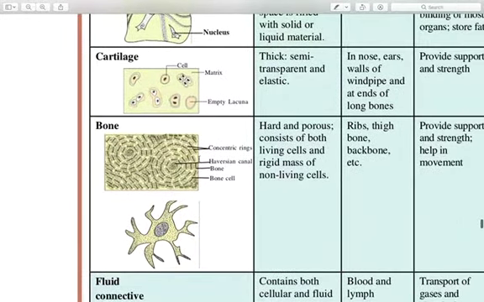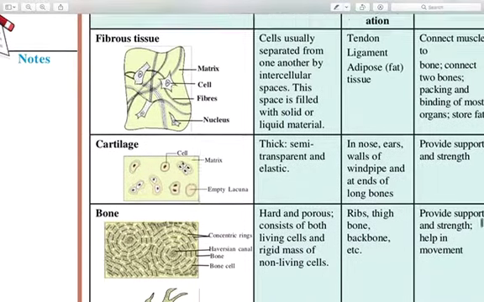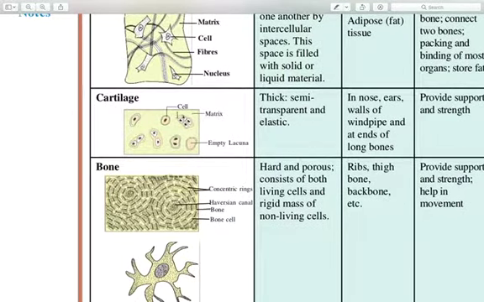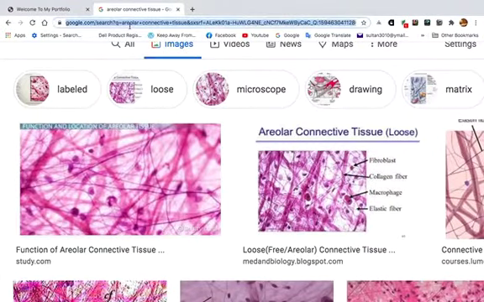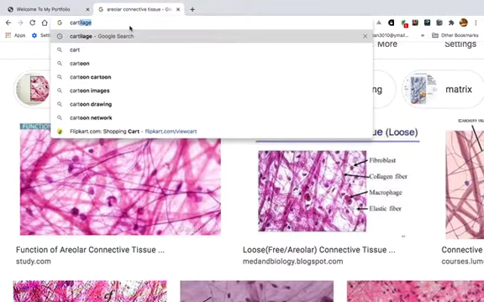Cartilage, they are found, as I told, you have their function. The nature of the tissue is that they are thick, semi-transparent and elastic. I'll show you what is cartilage so that you don't get confused.